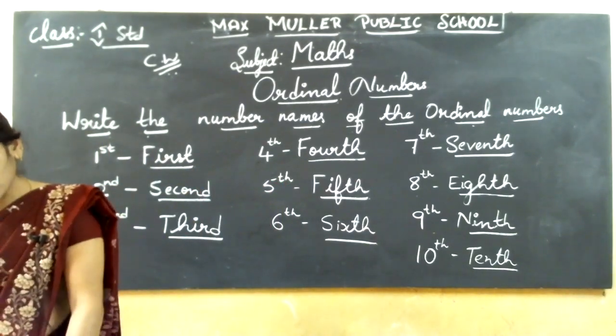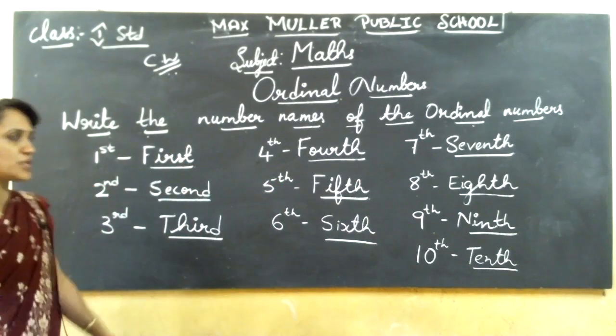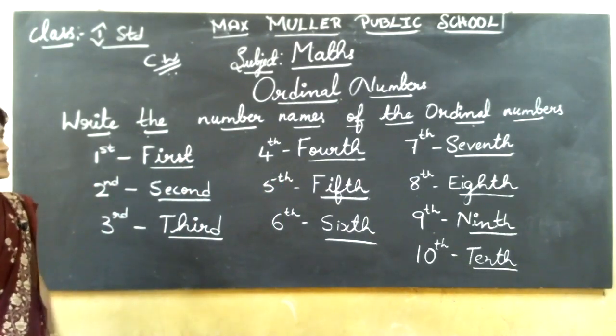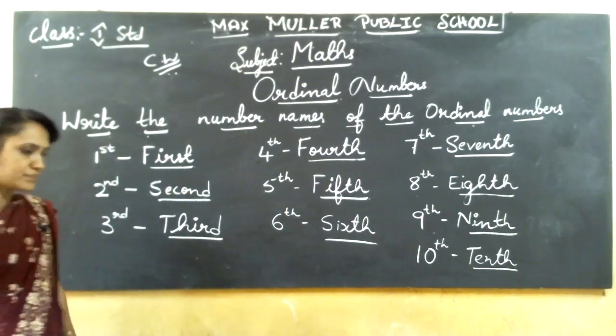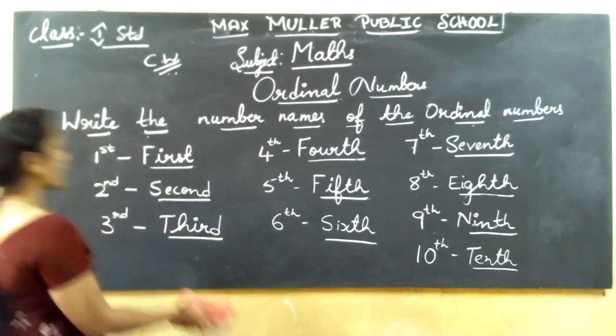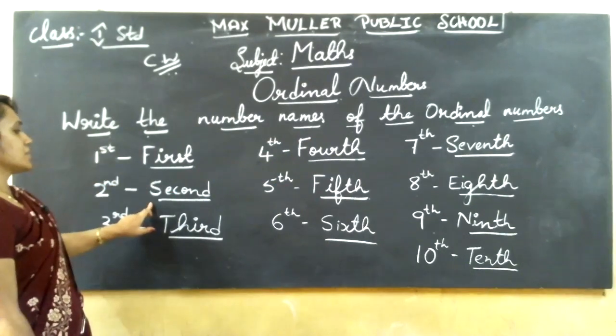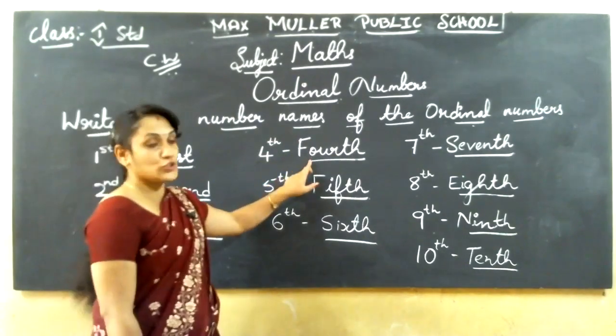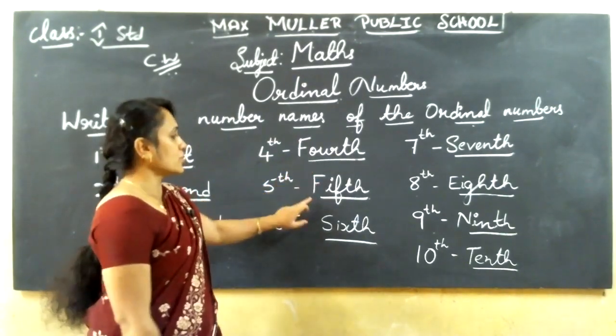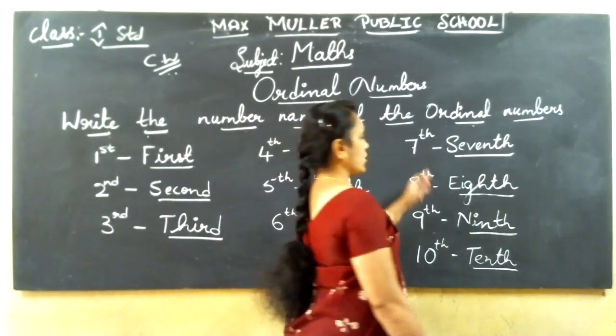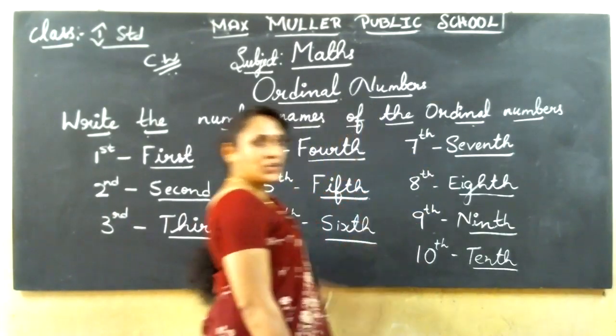Okay, one more main I'll give. Keep ready the fresh page in the classwork. Shall I erase this? Yes. So write the number names of the ordinal numbers. First, second, third. You should learn these spellings. Fourth, fifth, sixth, seventh, eighth, ninth, tenth. That you will tell.